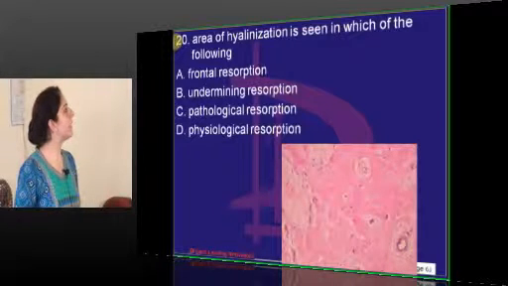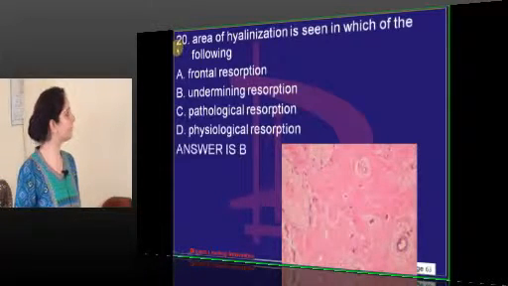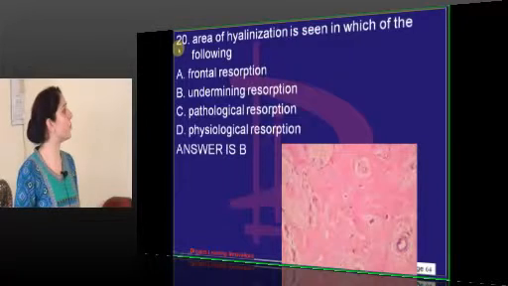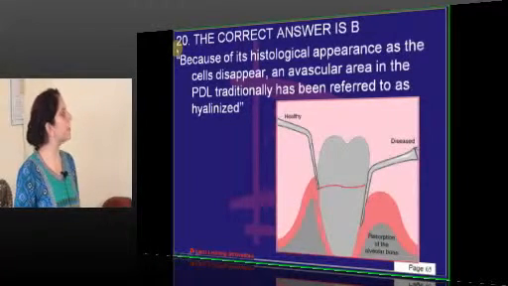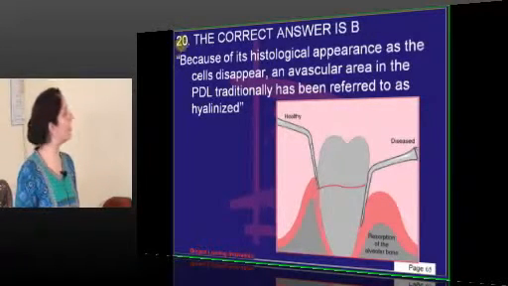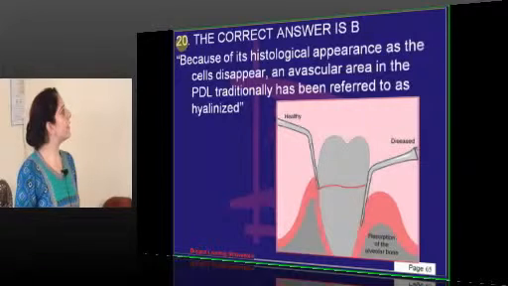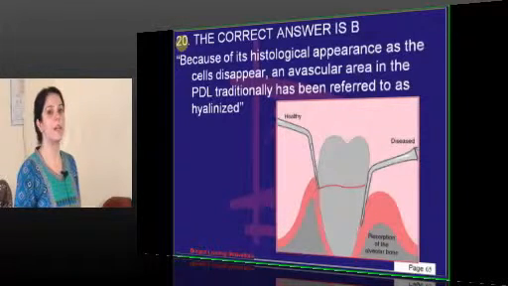Area of hyalinization is seen in which of the following? The answer is in undermining resorption. Because of the histological appearance, as the cells disappear, when you see an area of hyalinization, it is slightly bluish in appearance, and this avascular area in the periodontal ligament is referred to as a hyalinized area.